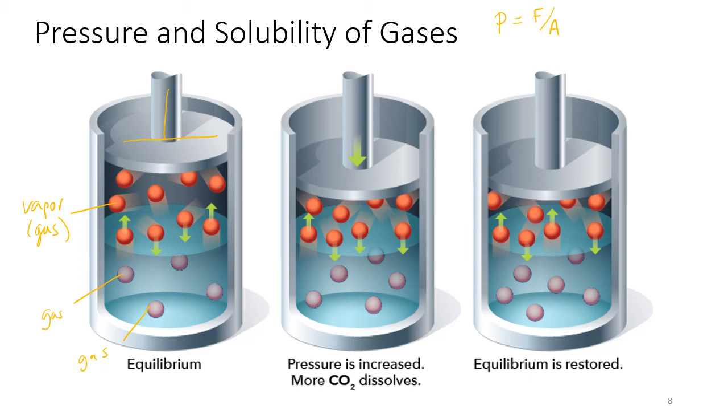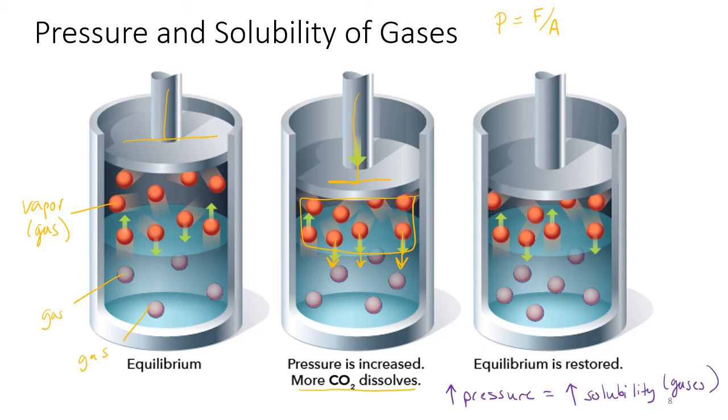One way that we can get more particles to dissolve is by pushing down on this imaginary piston and increasing the pressure of the vapor particles above the liquid. That's going to cause some of these red vapor particles to become dissolved in the solution. Increasing the pressure will decrease this head space right here above the liquid and push particles into the solution. Therefore, more of that gas will dissolve. In general, as we increase the pressure, that equals an increase in the solubility for gases.